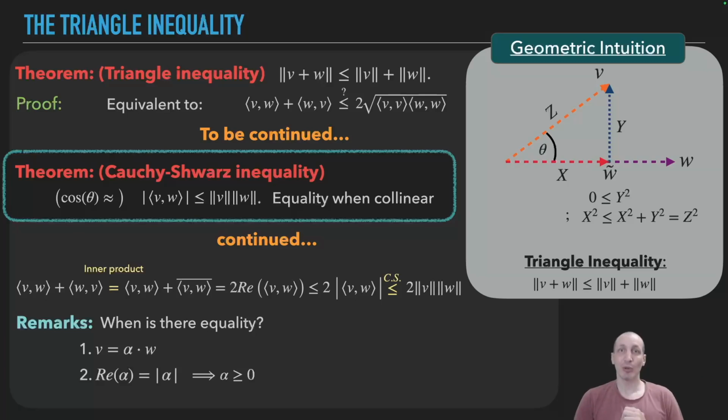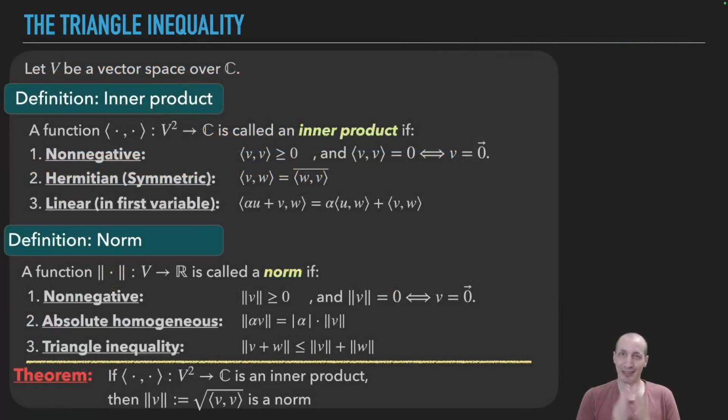Okay, so let's summarize the material so far. We wanted to understand the standard Euclidean geometry and somehow extend it to other places. So we talked about angles, or the cosine of the angles, and it led us to the definition of inner products. We talked about lengths, and it led us to the definition of norms. And we managed to show that if you give me any inner product space, then the square root of the product of v by itself is going to be a norm. It's going to behave like the length of a vector.